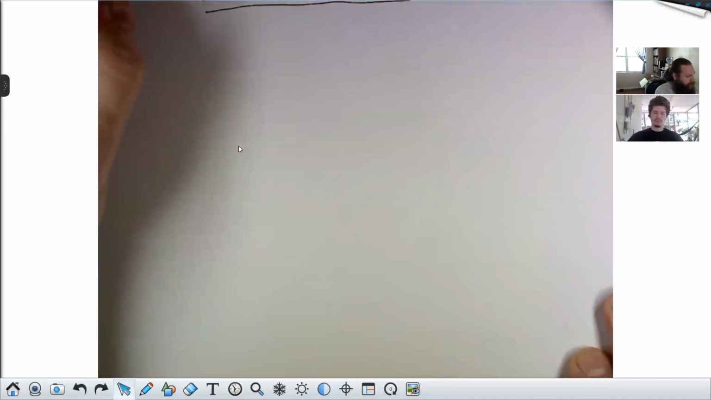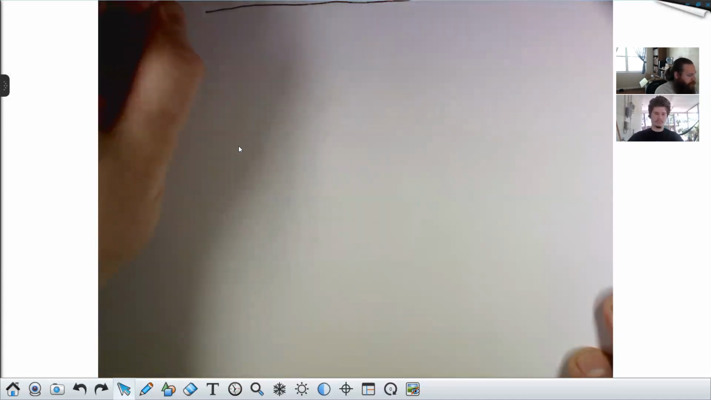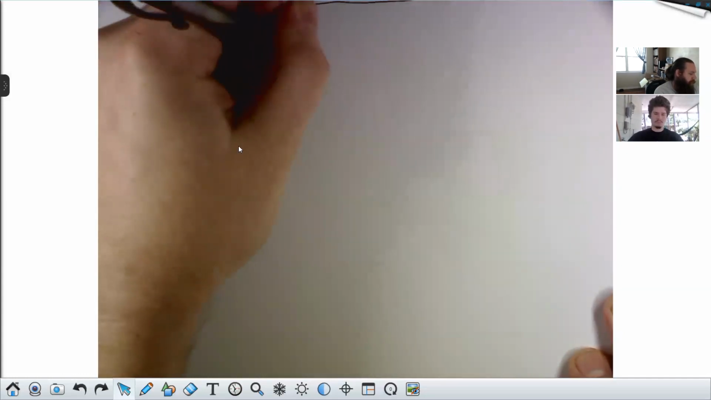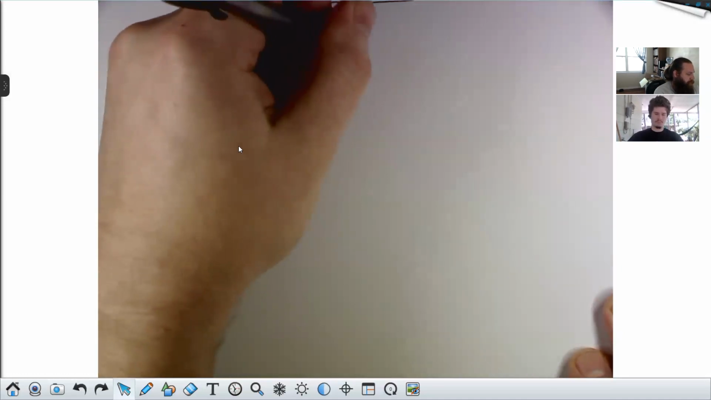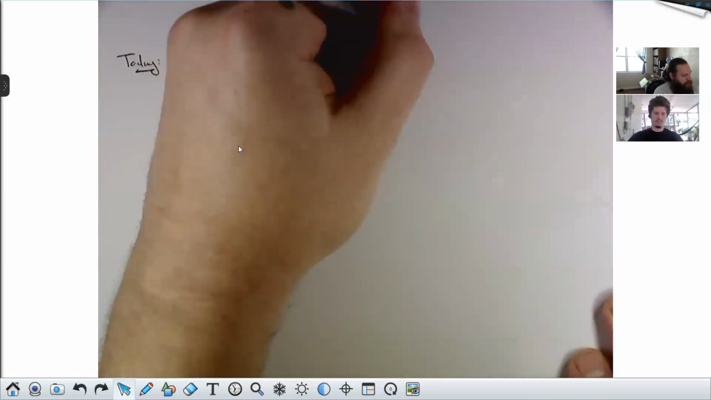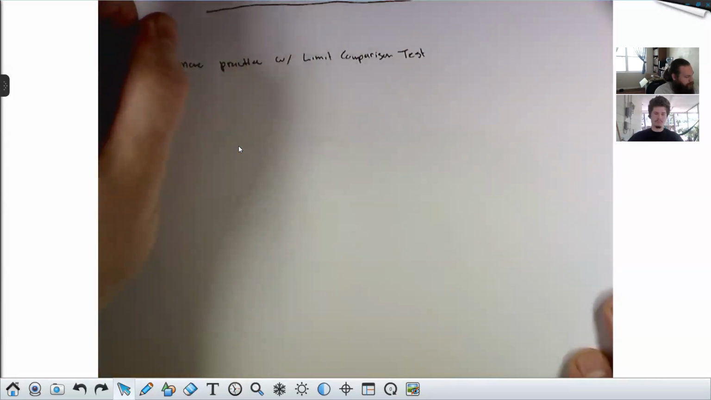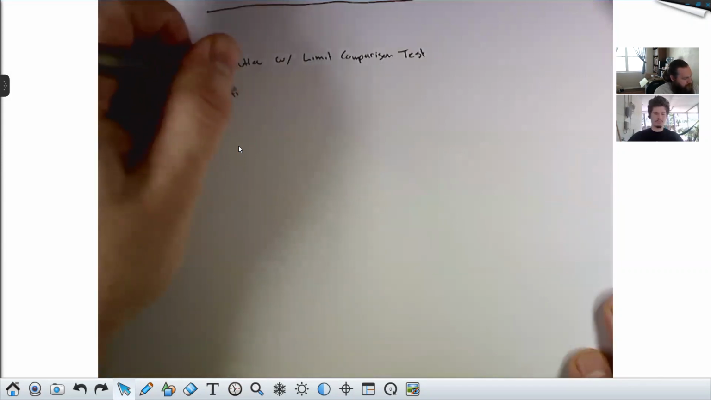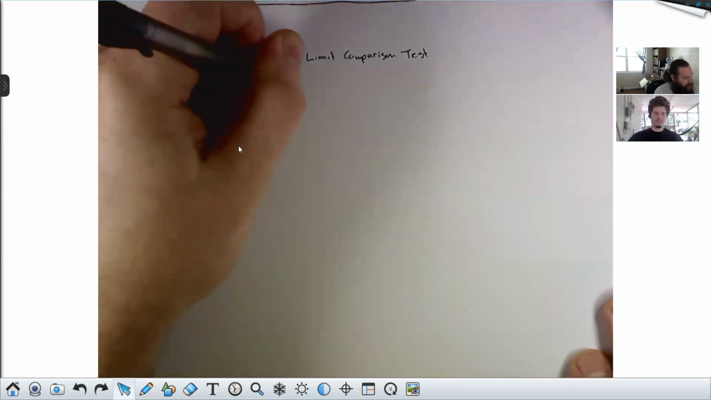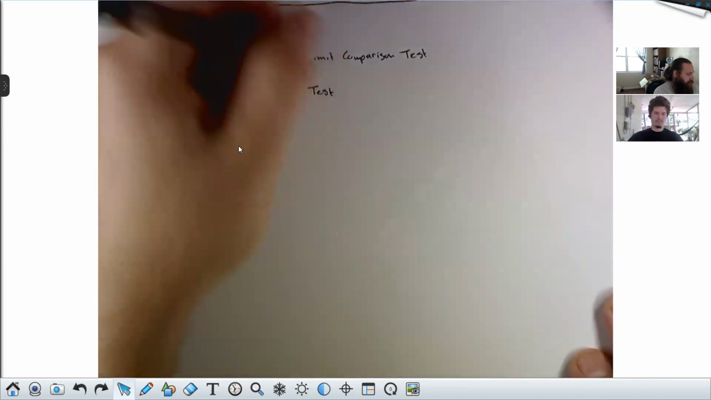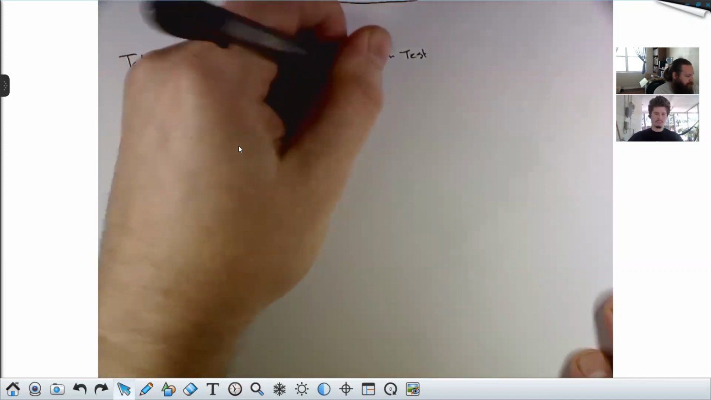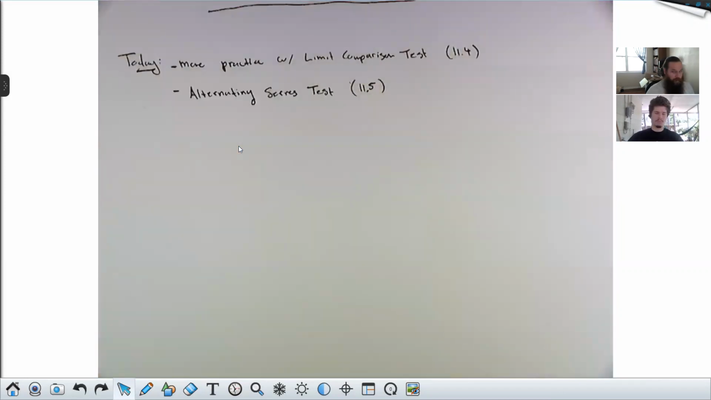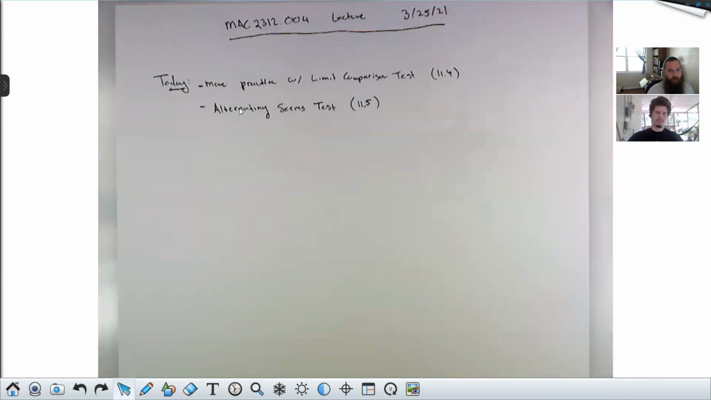As I mentioned earlier, today we can get more practice with the limit comparison test. But we will primarily be focused on what's called the alternating series test. This is section 11.5. The limit comparison test is the second half of section 11.4. So we talked at pretty good length about the limit comparison test on Tuesday.